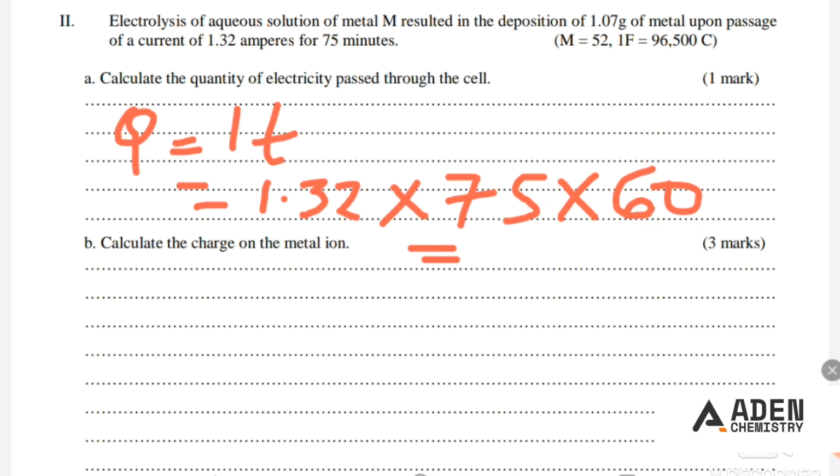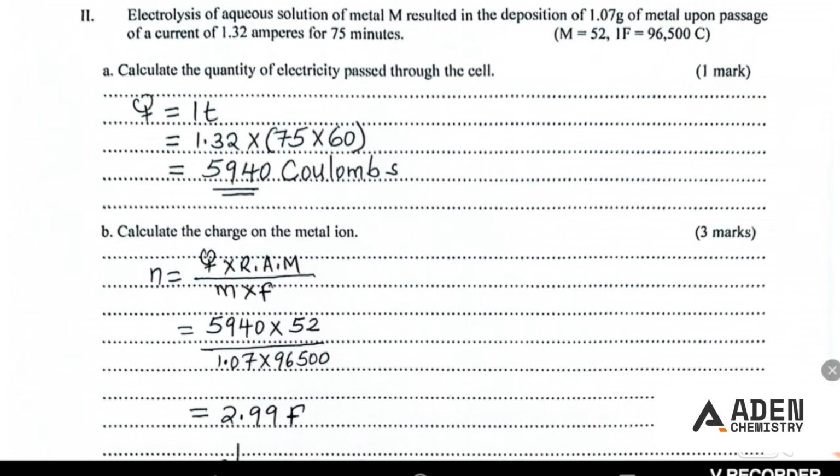So 3 marks. Let's check the calculations. I'm going to explain on the other side. So in part A, we said quantity of electricity, which is Q, is given by IT. I is current, so we're given 1.32 as our current. Then the time here is 75 minutes. We have to multiply by 60 to convert it into seconds. So when we put it in the calculator, what we are going to get is 5,940 coulombs as our quantity of electricity passed.